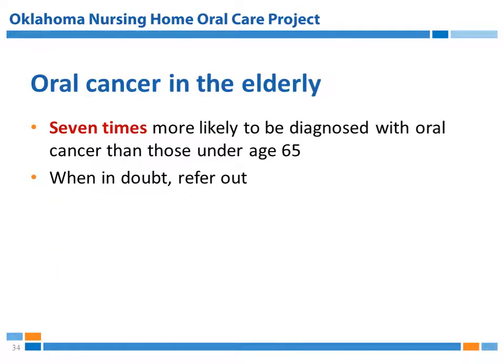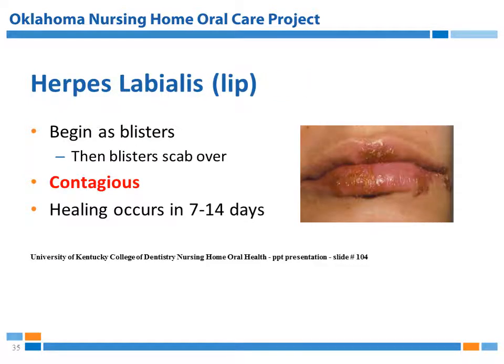Oral cancer in the elderly: they are 7 times more likely to be diagnosed with oral cancer than those under age 65. So when in doubt, refer it out. Herpes of the lip begins as a blister, then the blisters scab over. It is contagious. Healing occurs in about 7 to 14 days. These are commonly known as cold sores. When in the blister form, that's when it's the most highly contagious via contact.